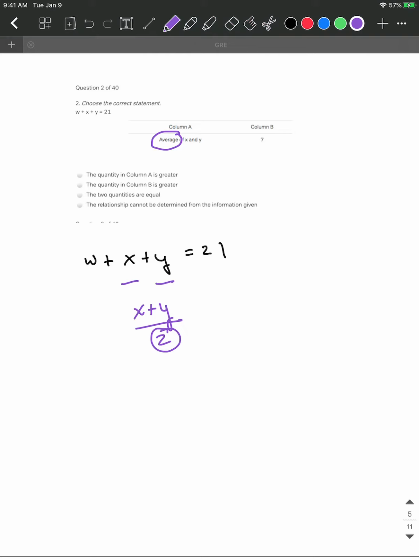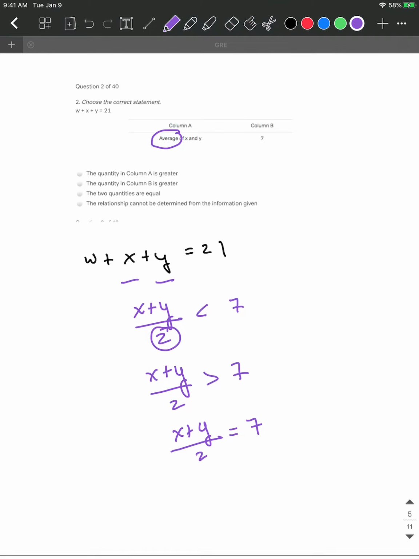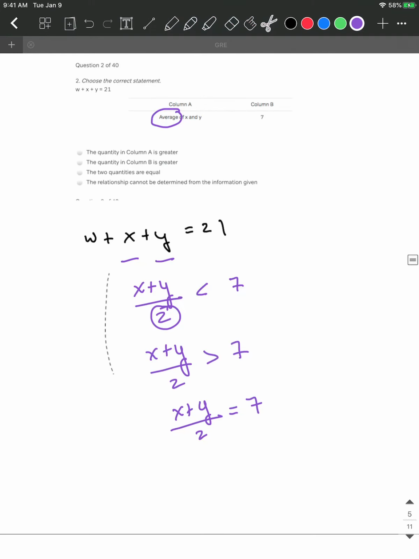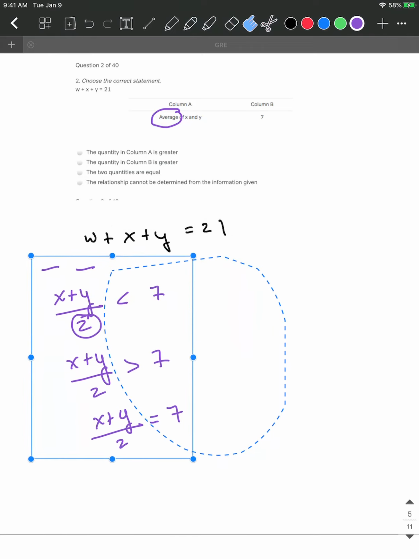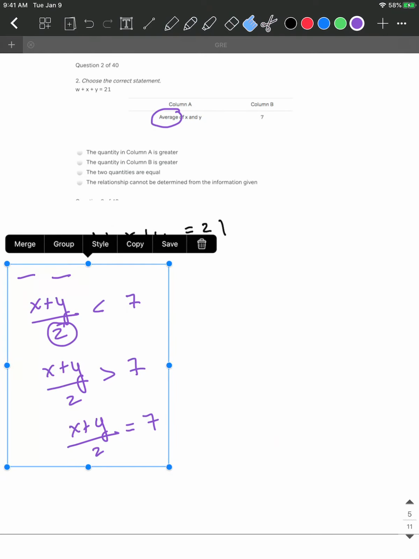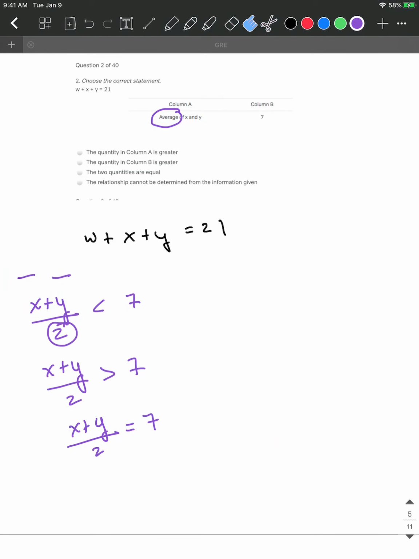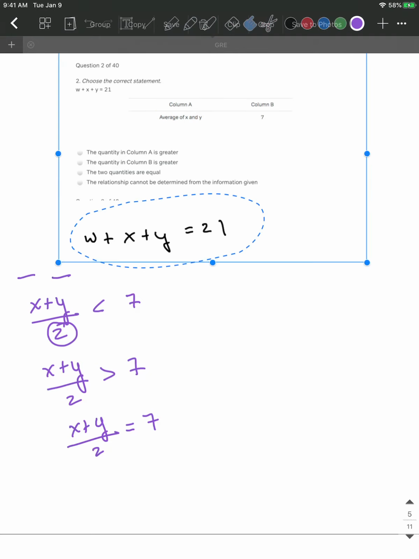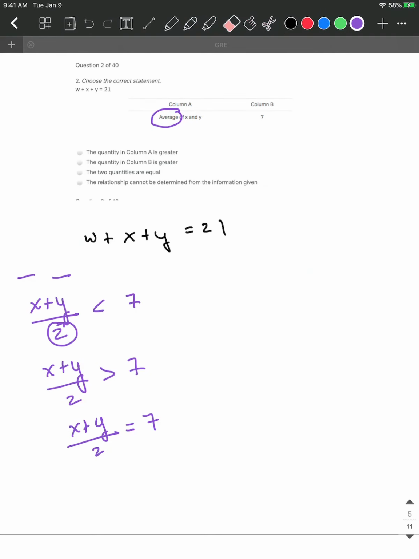So in this case we understand that the statement has to be x plus y divided by 2 is either less than 7, greater than 7, or equal to 7. What we can do right now is figure out what numbers I am going to be working with. We have to figure out what our numbers would actually look like.